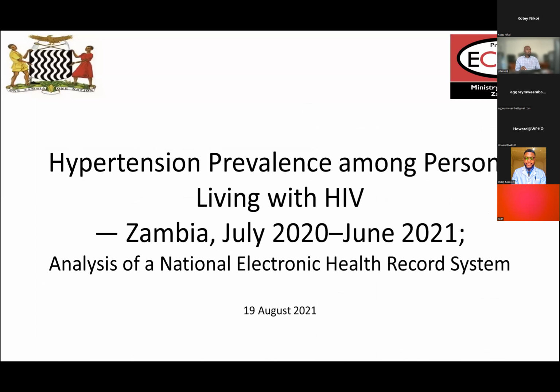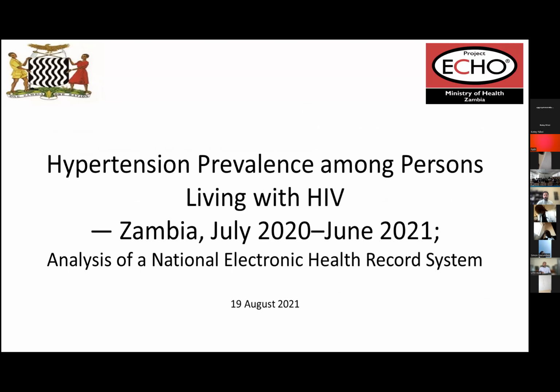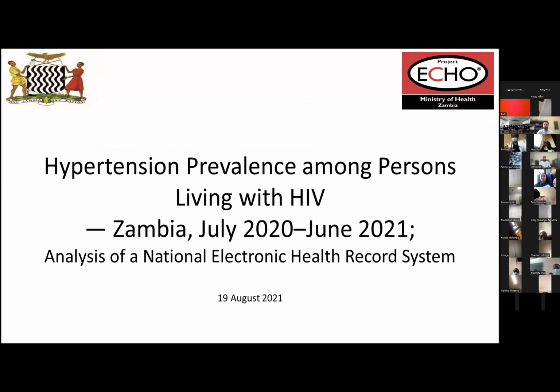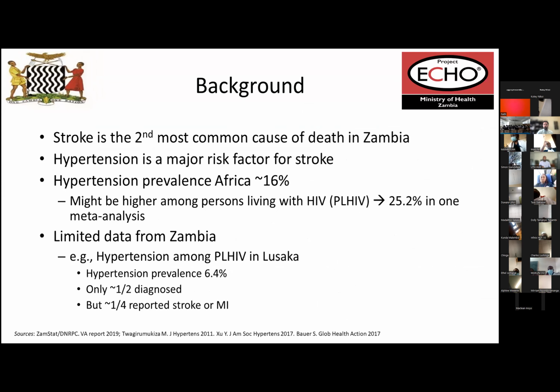So there is a hypertension prevalence among persons living with HIV. And this was a study that was done between July 2020 to June 2021, and it involved our national electronic health record system. Next.